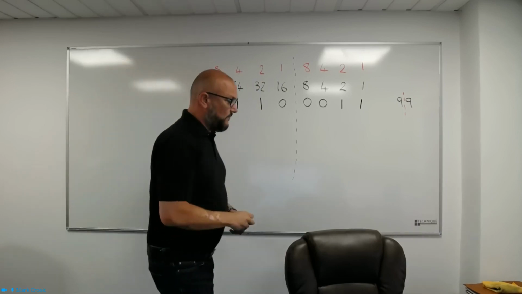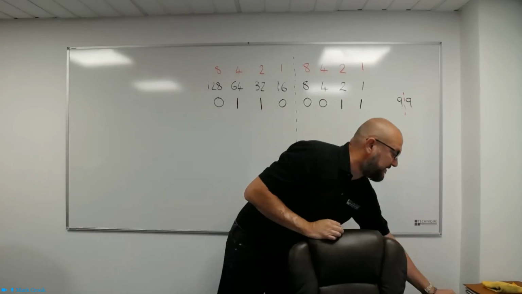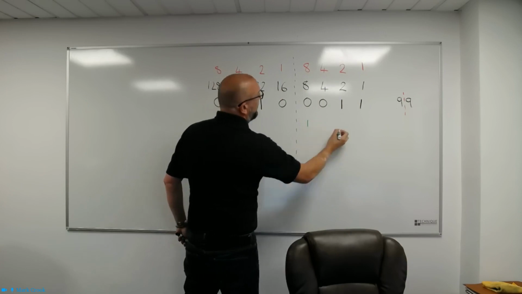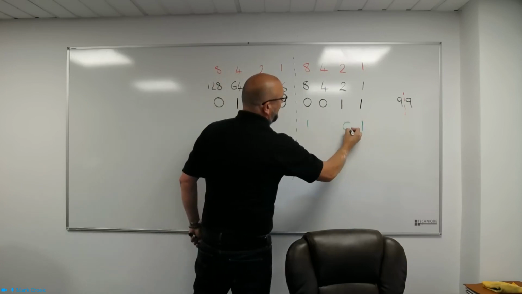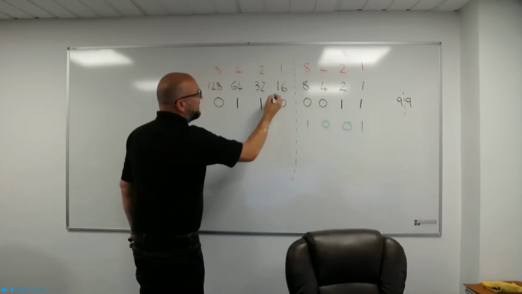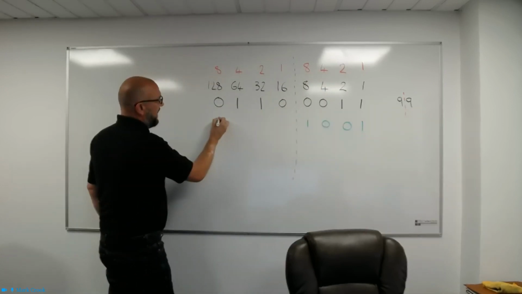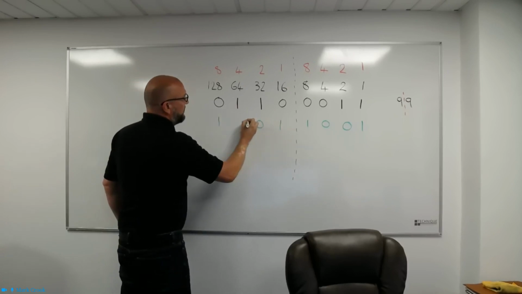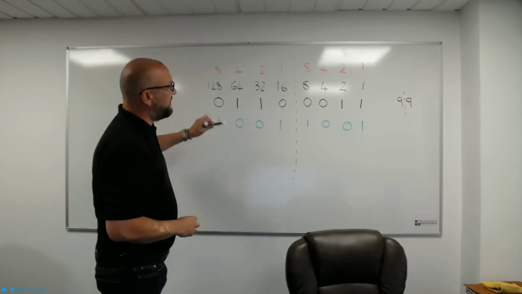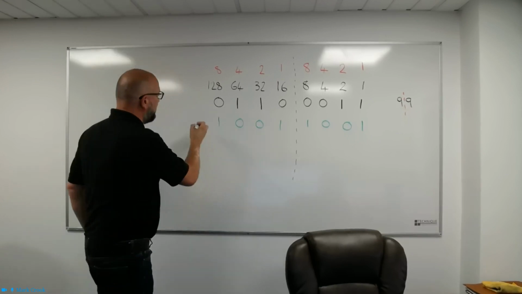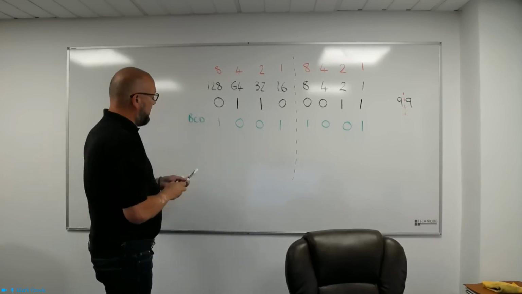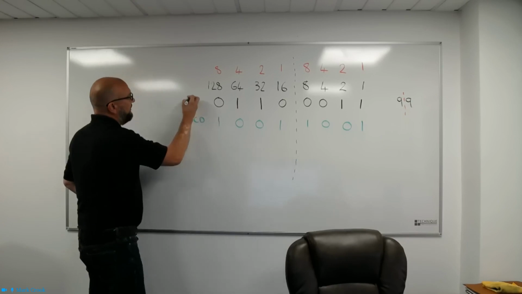So the actual BCD pattern for 99 is 8 plus 1. So that gives us the first digit of 9. The second digit of 9 is going to be the same, which is 8 plus 1, which gives us that pattern, which, as you can see, is totally different to the decimal pattern. So this is the BCD pattern, and this is the decimal pattern.